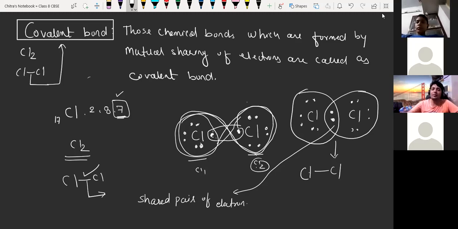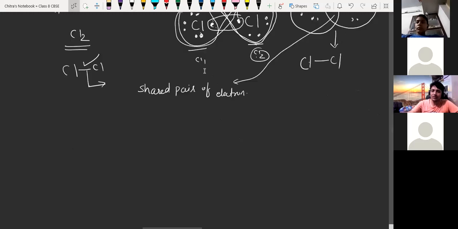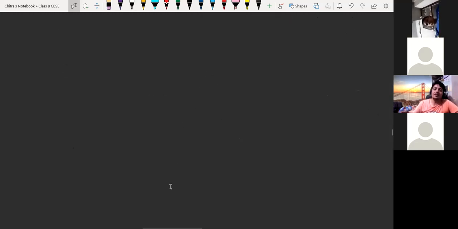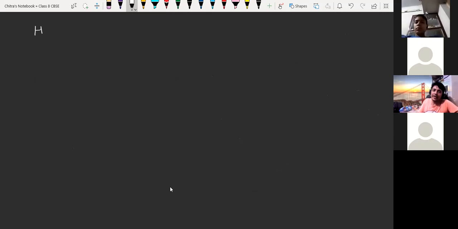Even in case of methane gas, see, we can identify on the basis of electronegativity. Suppose we take the example of HCl, hydrochloric acid. Here we have hydrogen with one electron only, but in chlorine we have 17 electrons.